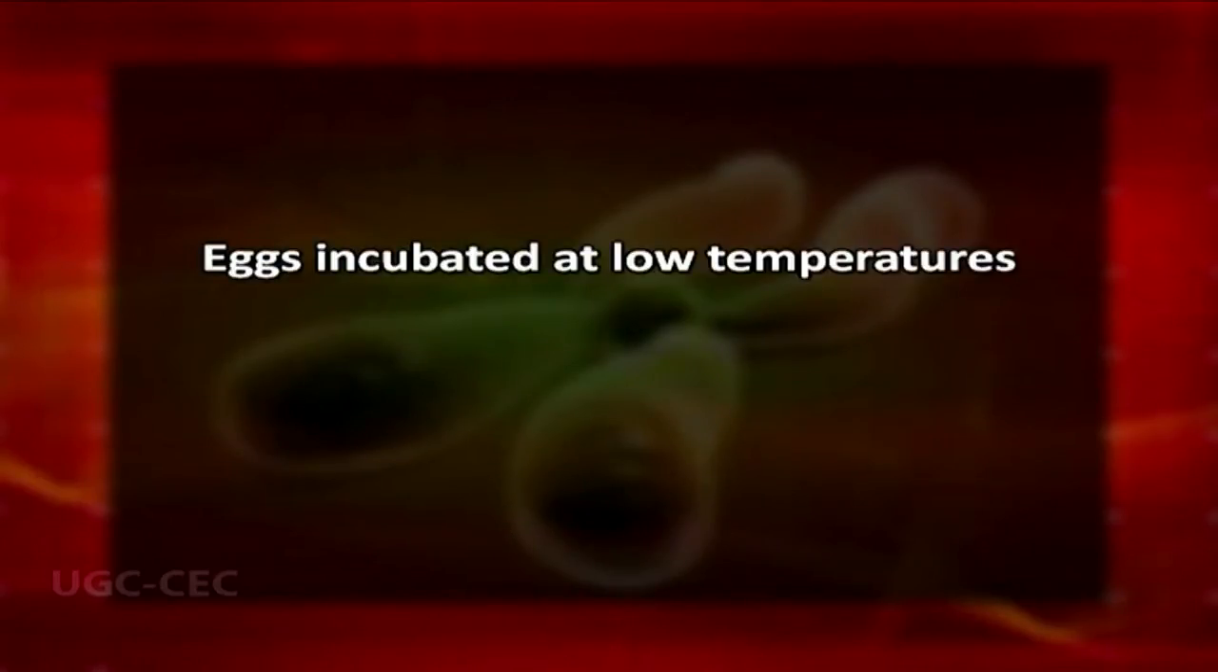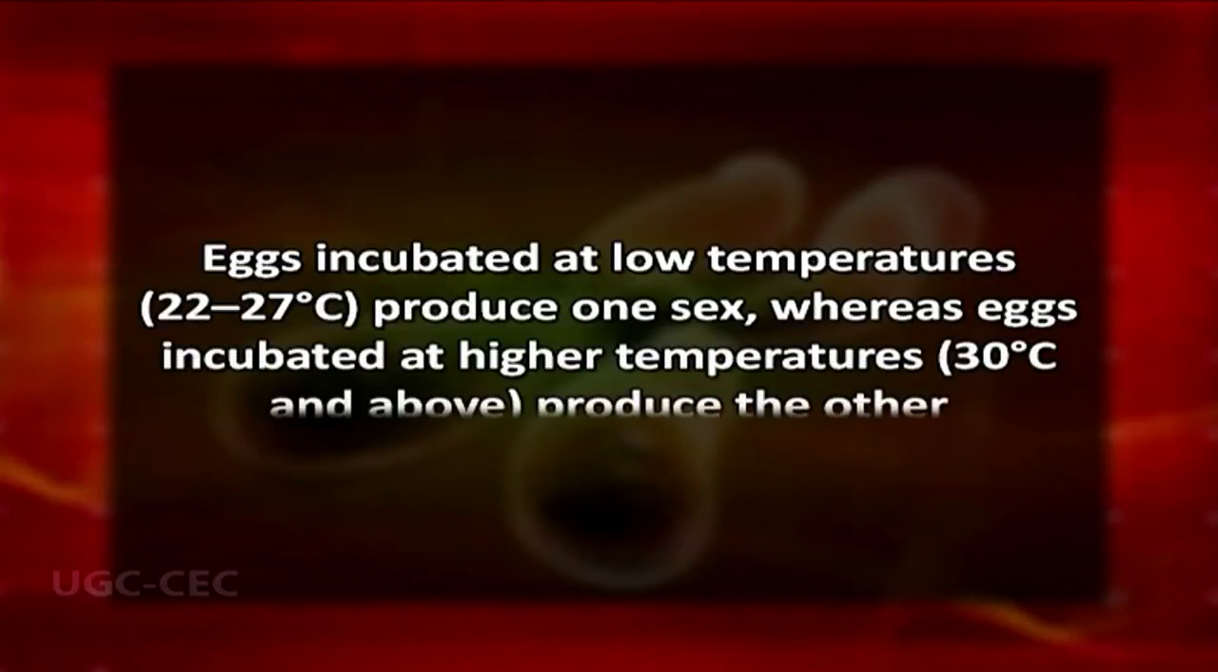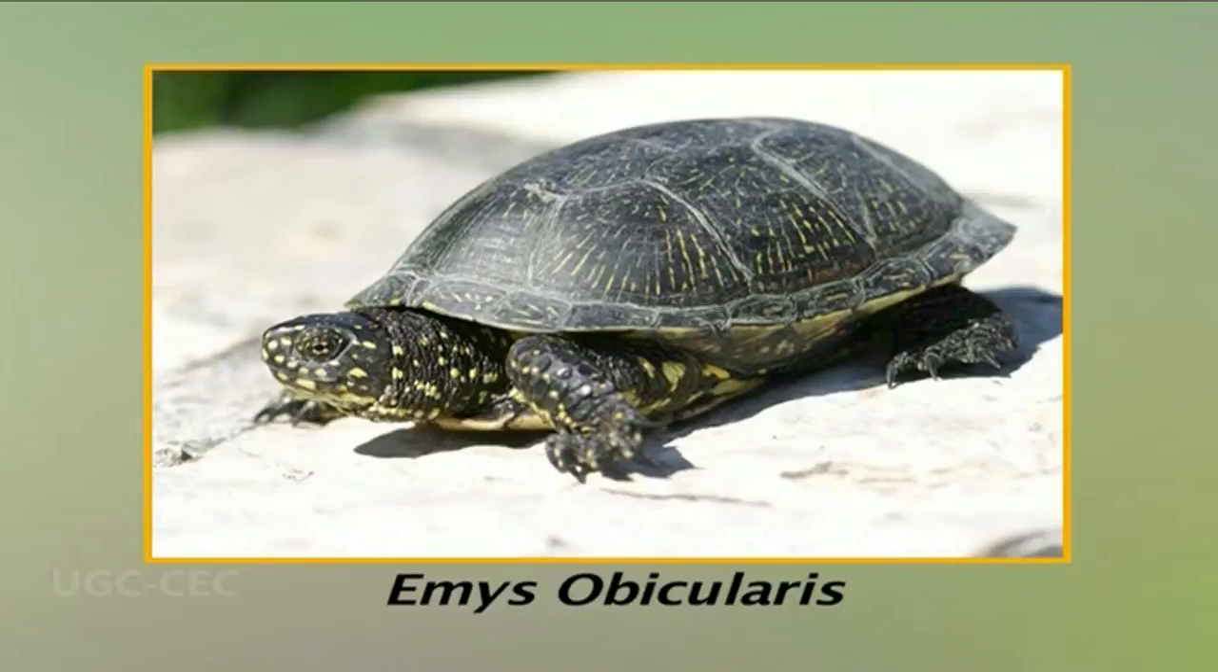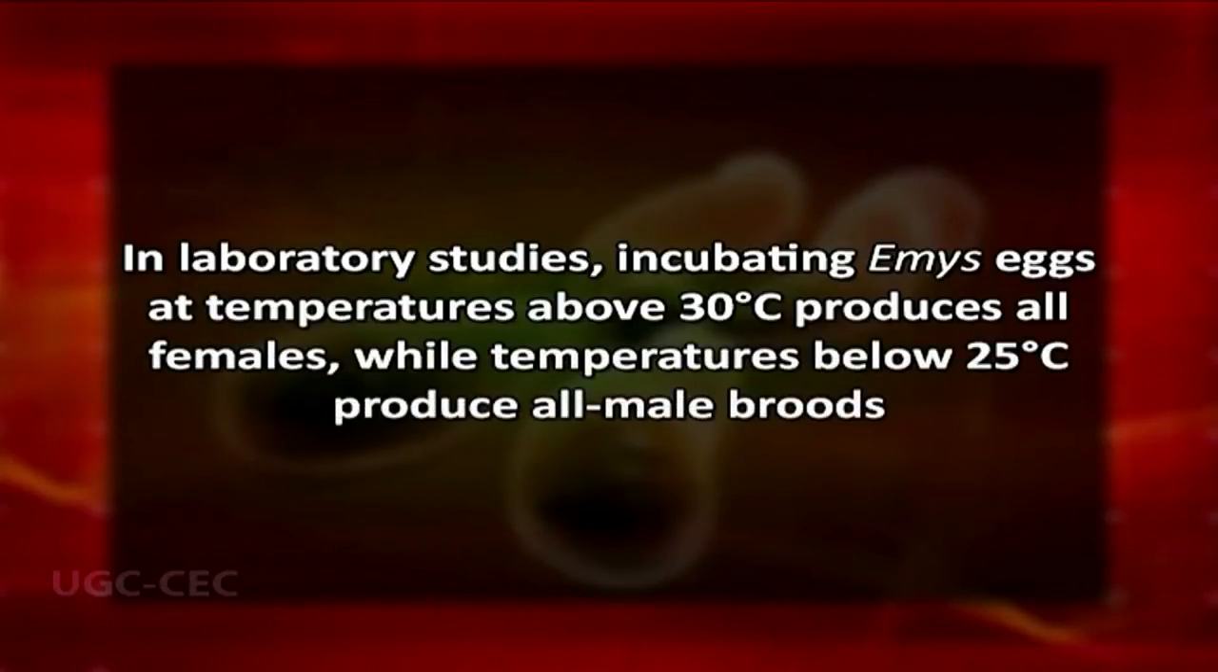Often, eggs incubated at lower temperature, that is 22 to 27 degrees Celsius, produce one sex, whereas eggs incubated at high temperature, that is 30 degrees Celsius and above, produce the other. There is only a small range of temperatures that permits both males and females to hatch from the same brood of eggs. One of the best studied reptiles is the European pond turtle, Emys orbicularis. In laboratory studies, incubating Emys eggs at temperatures above 30 degrees Celsius produces all females, while temperatures below 25 degrees Celsius produce all male broods. The threshold temperature at which the sex ratio is even is 28.5 degrees Celsius.